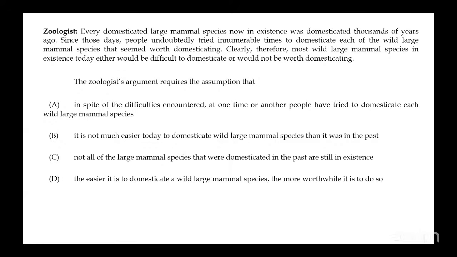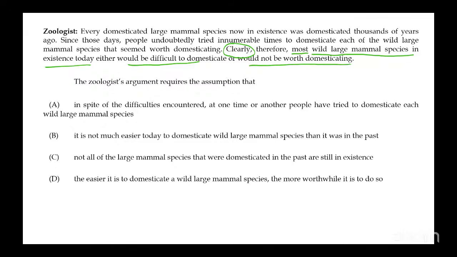Let's do this, okay? It says every domesticated large mammal species now in existence was domesticated thousands of years ago. Since those days, people undoubtedly tried innumerable times to domesticate each of the wild large mammal species that seemed worth domesticating. Clearly, we have the conclusion here, right? Therefore, most wild large mammal species in existence today either would be difficult to domesticate or would not be worth domesticating.